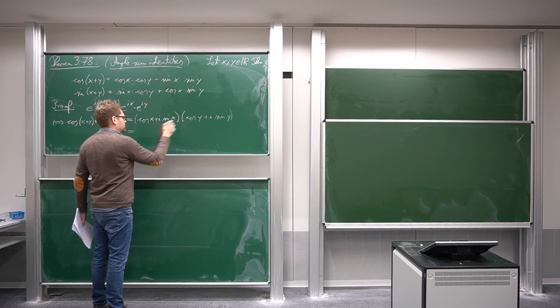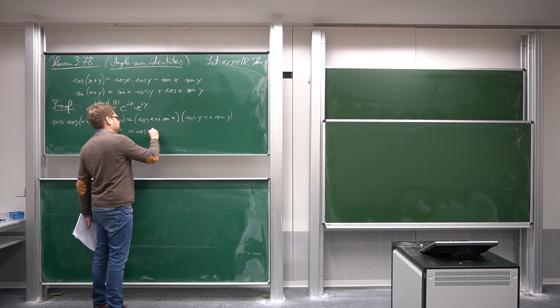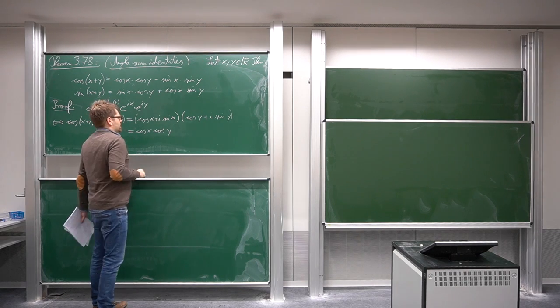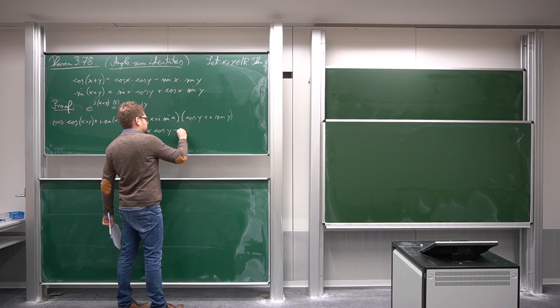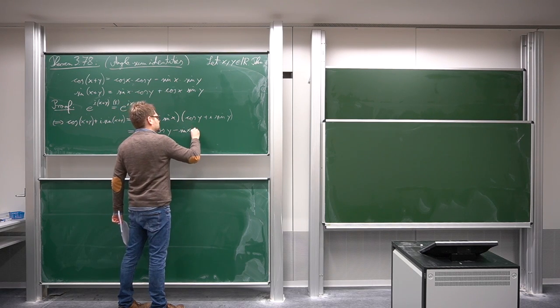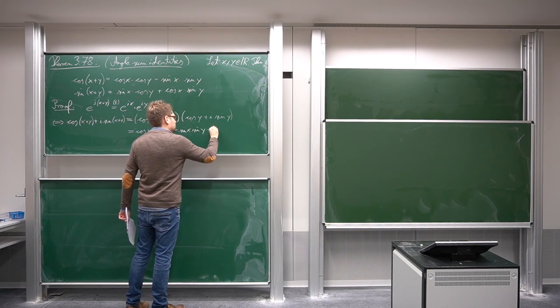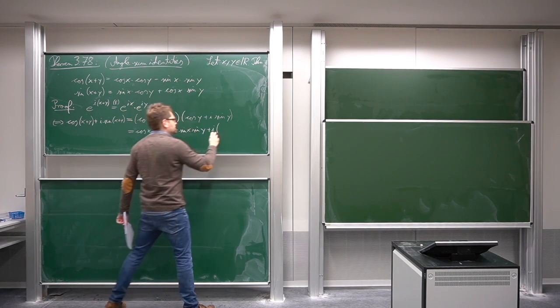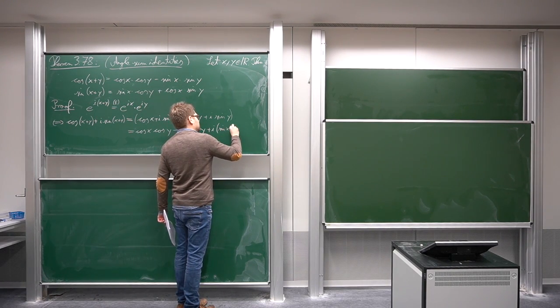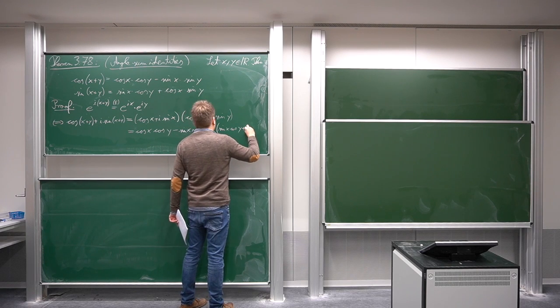So first this with this, so cos x cos y. Then minus the product of these two, minus sine x sine y, plus i times, and now we get this one with this and the other two, so this is sine of x cosine of y plus cosine of x sine y, sorry for squeezing.